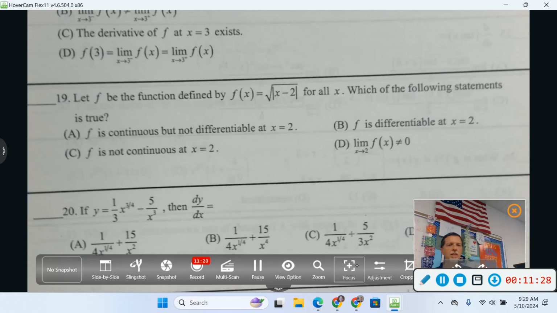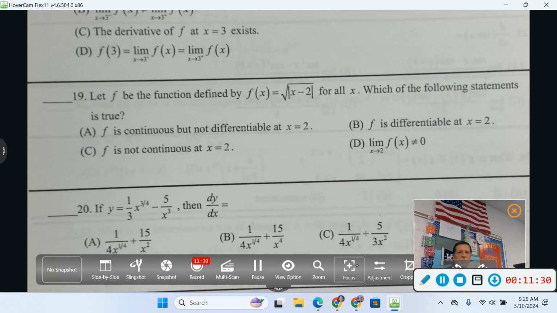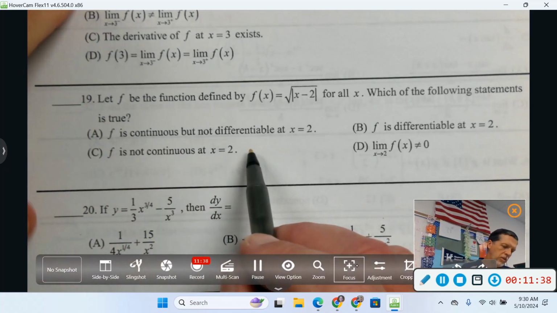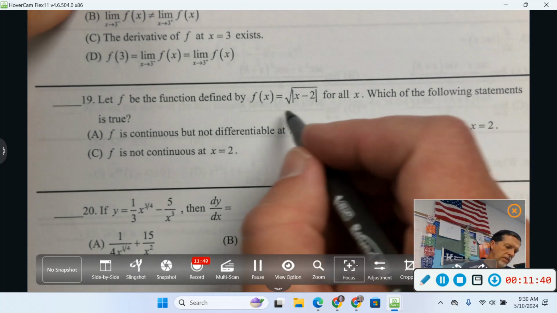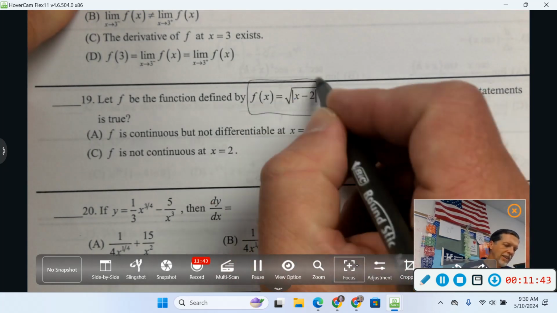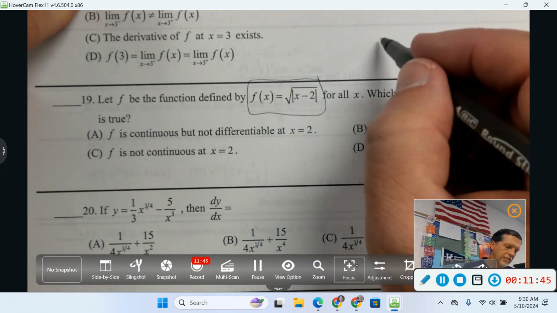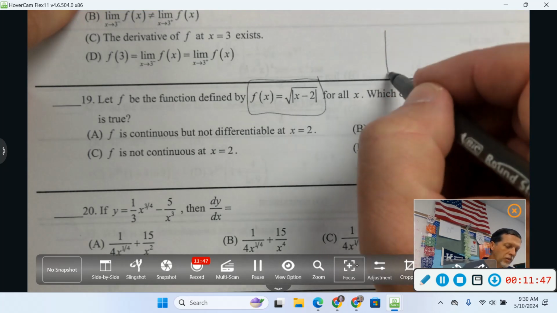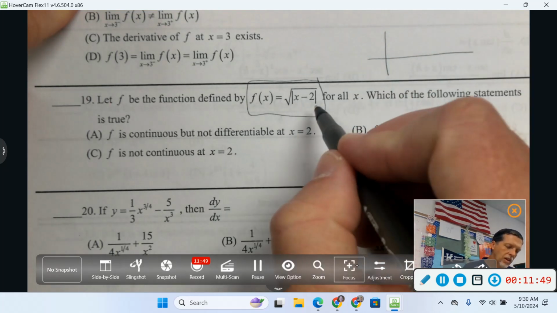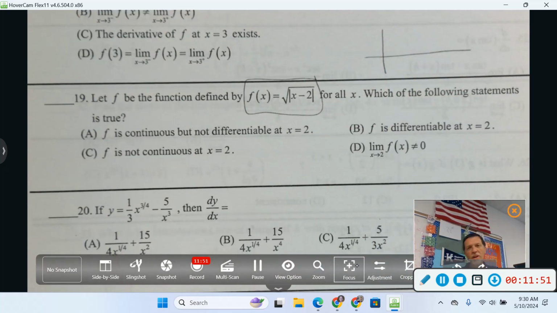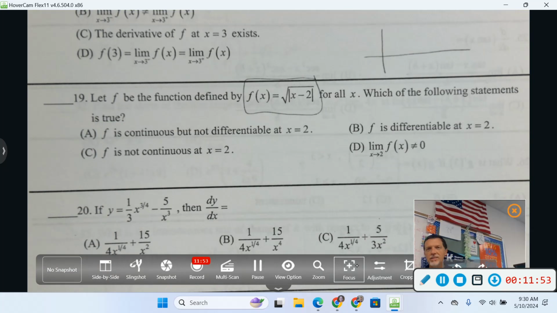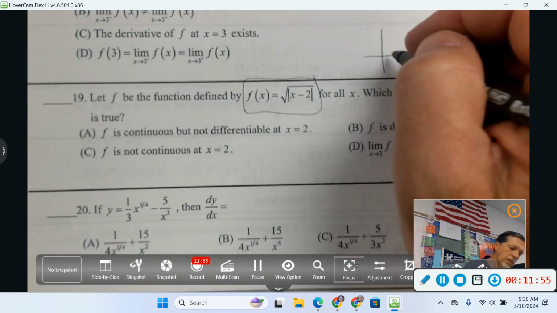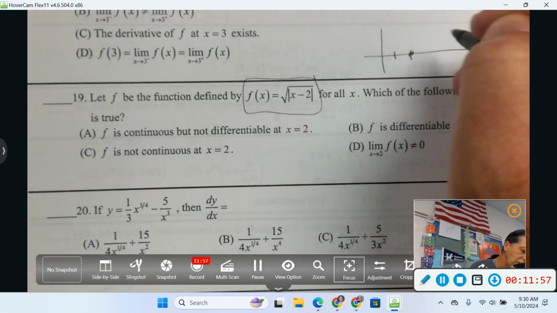Number 19. Let f be the function defined by the square root of the absolute value of x minus 2. Which of the following statements is true? Well, it would be helpful if you knew what this thing looked like. That's the best way to answer this question. So if x is 2 or more, then the absolute value bars don't matter. So if x is 2 or more, then it just looks like a good old square root function.